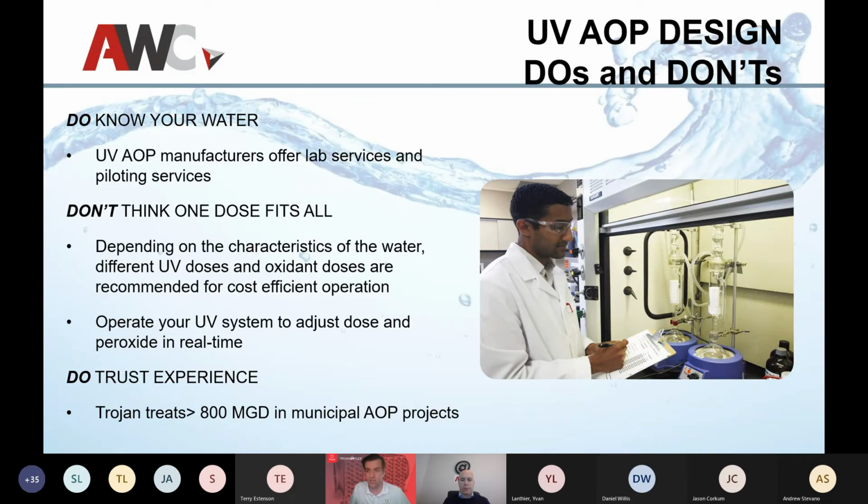And lastly, do trust experience. Trojan Technologies, we have almost 1 billion gallons of water treated per day with these kinds of systems. Do make sure if this is a technology you're not familiar with and you want to learn more about, make sure you trust experience when it comes to this.